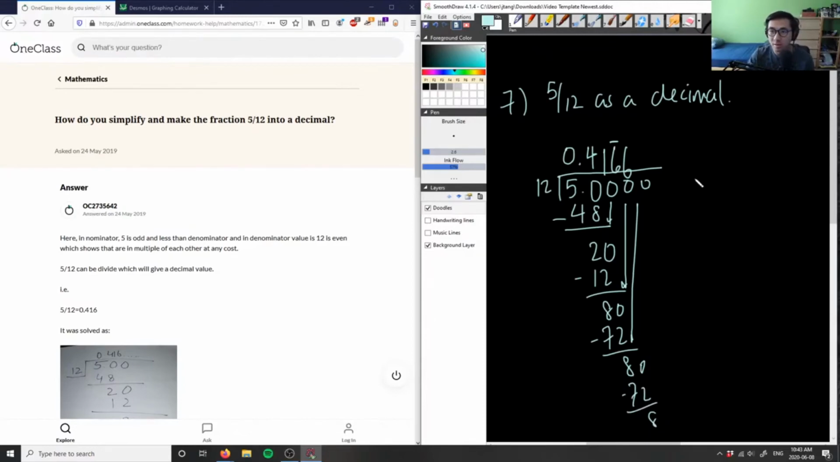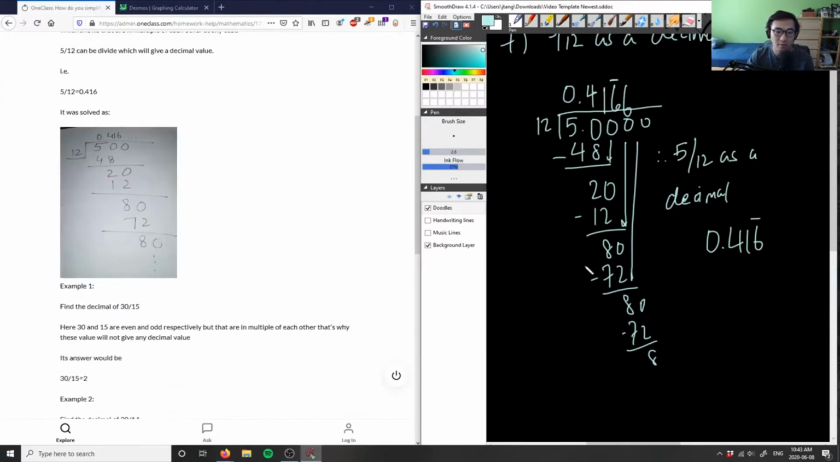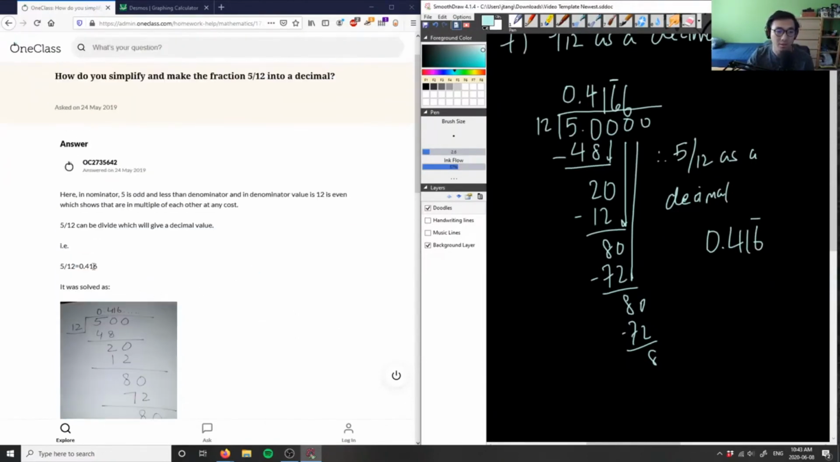So in this case, 5/12 as a decimal is going to equal 0.416, and this is going to be a repeating decimal here. So 0.416 repeating, with the dot over the 6. And as you can see, the solution is correct, 0.416.